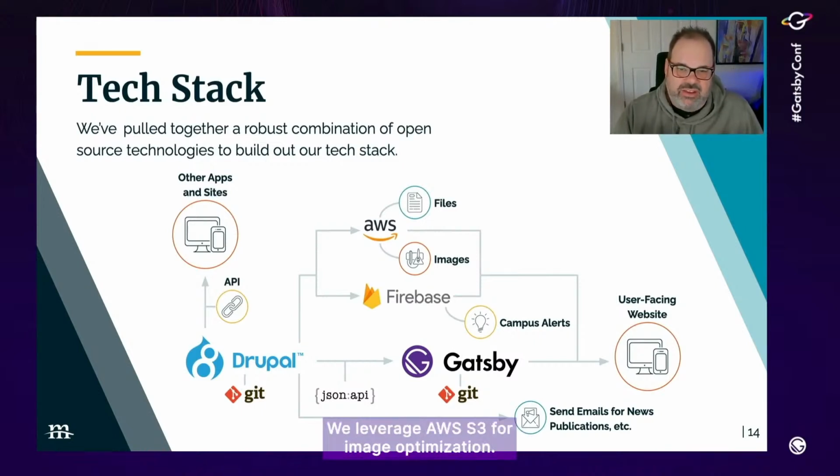We leverage AWS S3 for image optimization. When an image is requested for the first time by a web user, image styles are generated by Drupal and saved to S3. Then those images are available for subsequent users.